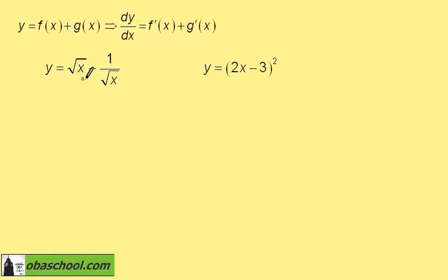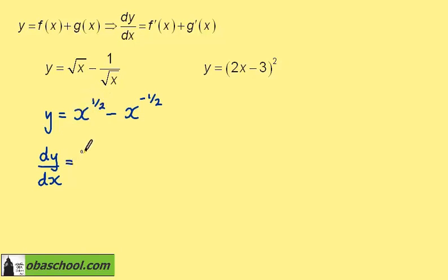We want to differentiate this function, and we need to write it first in the correct form. So the square root of x, we should know, is x to the power of half, and 1 over the square root of x, we should know, is x to the power minus a half. Note we haven't differentiated, so it's still y. Only when we differentiate do we get the gradient function dy dx.